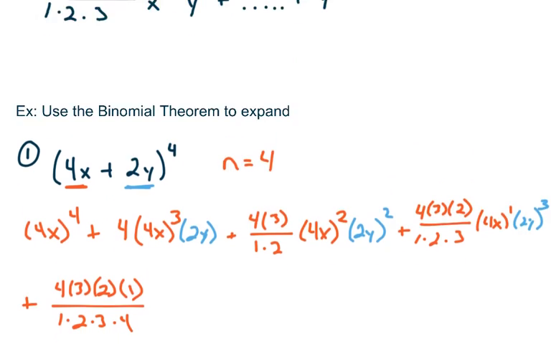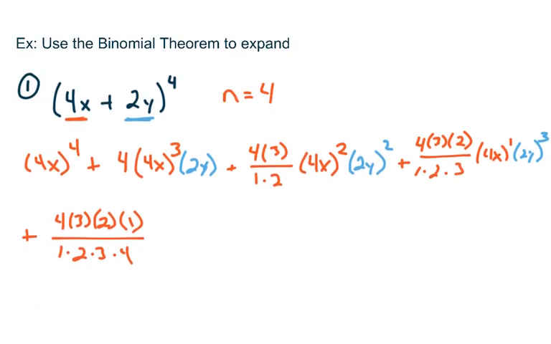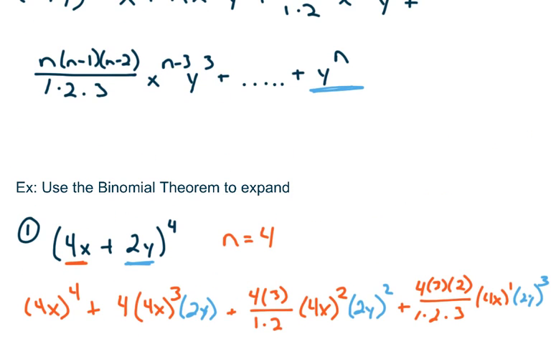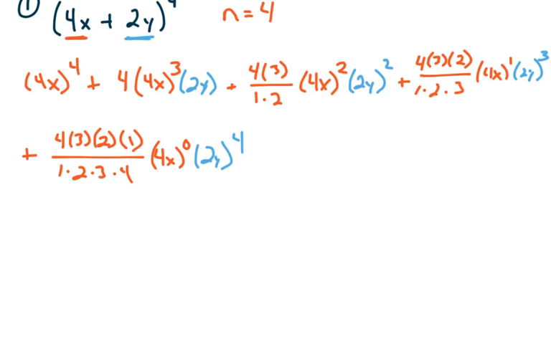And then if we want to keep going, we'd have 4x to the 0 power and then 2y to the 4th power. And that's going to be the last one. And this eventually is going to work into that part right there. So let's clean this up a little bit.